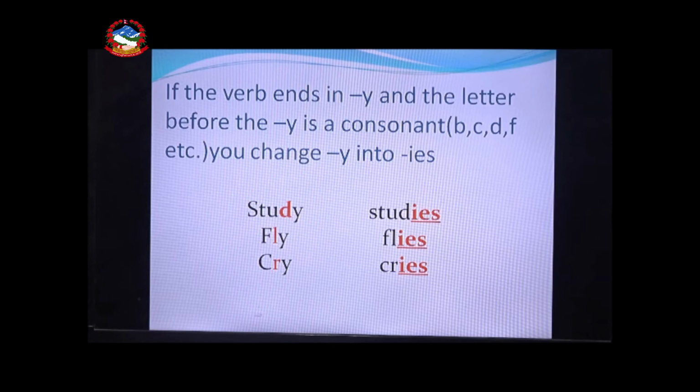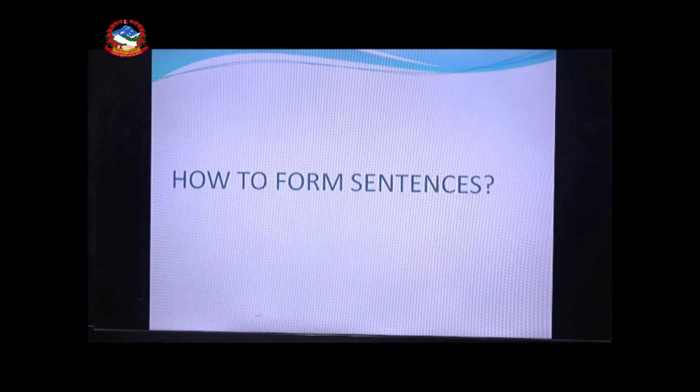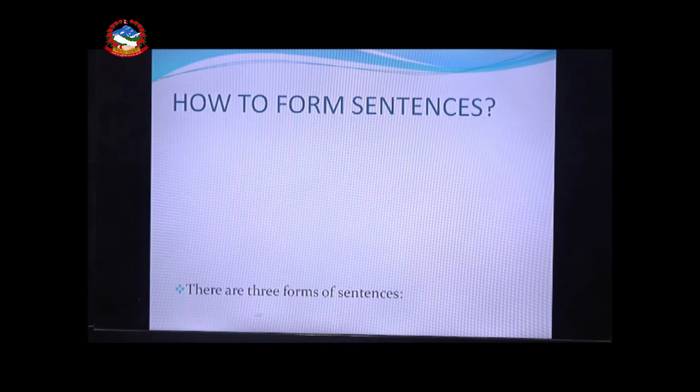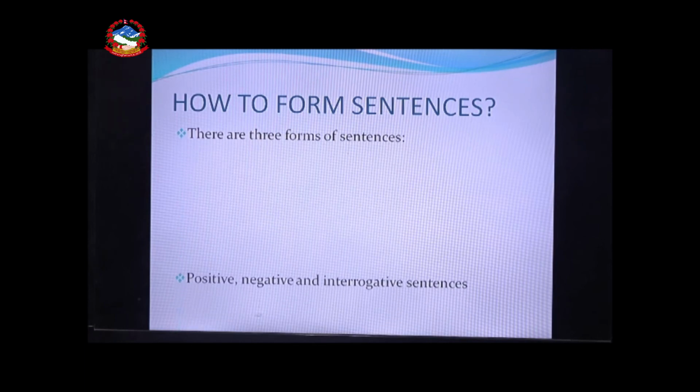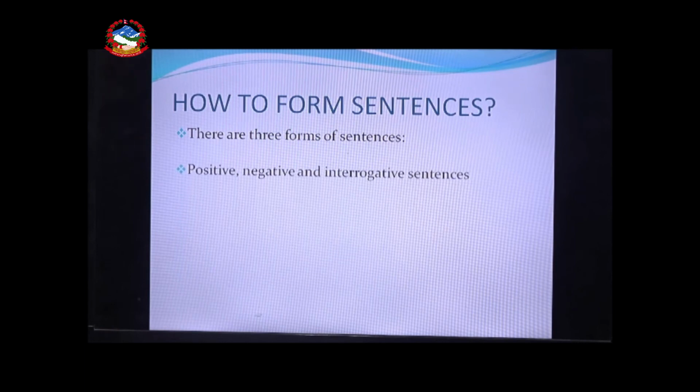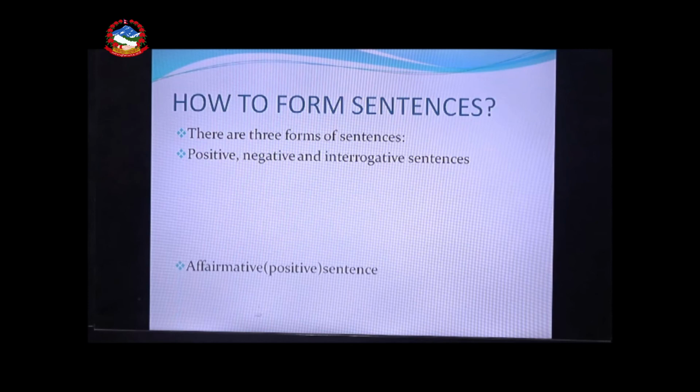Fly, FLY. Before Y, there is a consonant letter L. So, we omit Y and add IES in the place of the Y and make verb 5. Cry, CRY. Before Y, there is a consonant letter R. So, we omit the Y and add IES to make the verb 5.